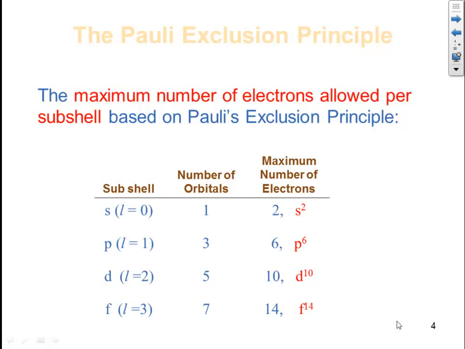D, l equals 2, 5 orbitals. 2 in each means a maximum of 10 electrons can be in the d subshell, so d10 is the max. F, 7 orbitals, with 2 in each orbital, means there's 14 maximum, so the highest f superscript you can have is 14.